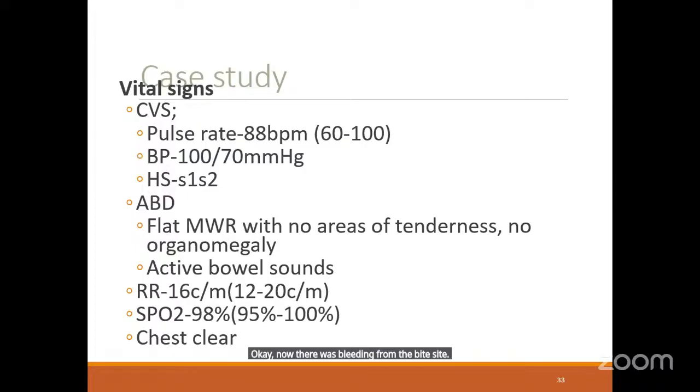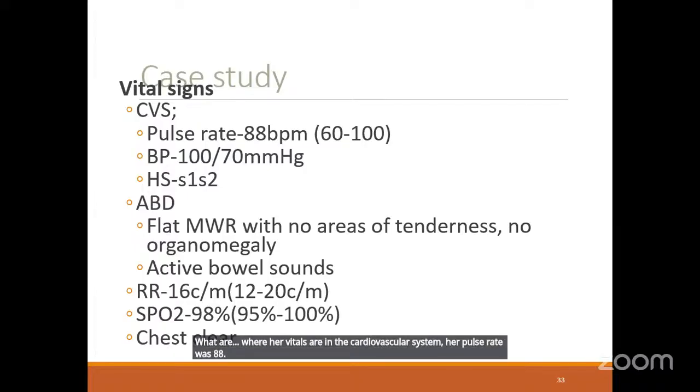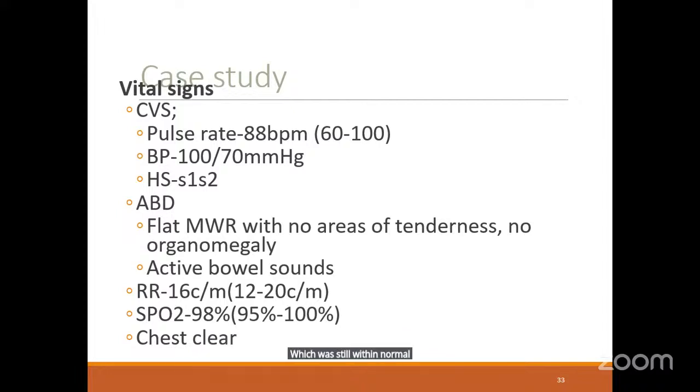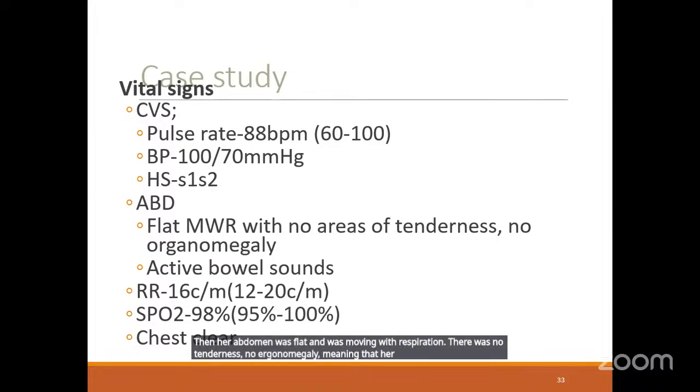Were her vitals? In the cardiovascular system, her pulse rate was 88, which was still within normal. Her BP was 170, basically within normal, based on what? Then her heart sounds, both 1 and 2, were heard. Then her abdomen was flat and it was moving with respiration. There was no tenderness, no organomegaly, meaning that her liver, kidney, spleen were all normal size.